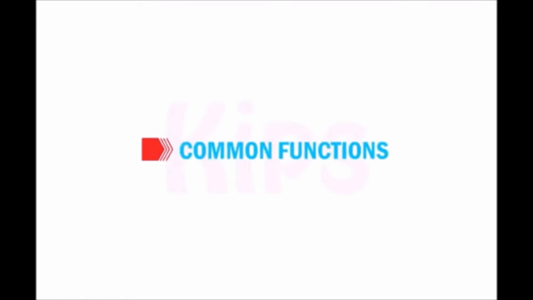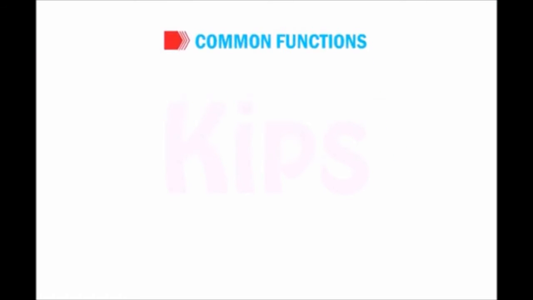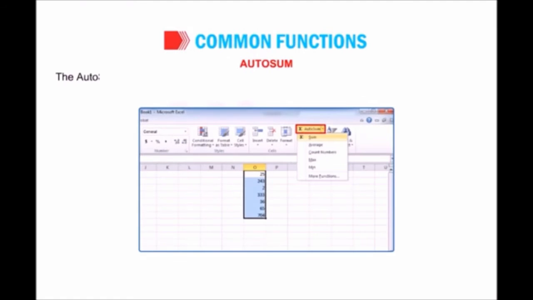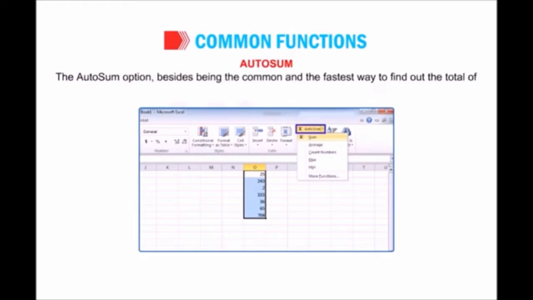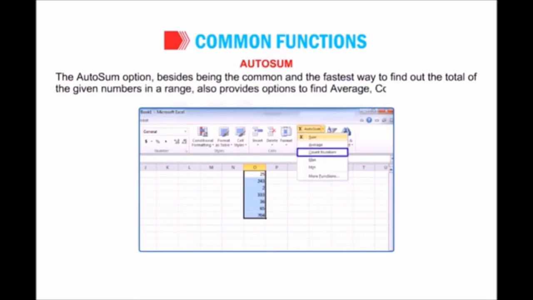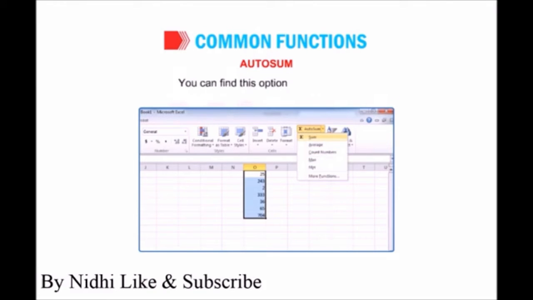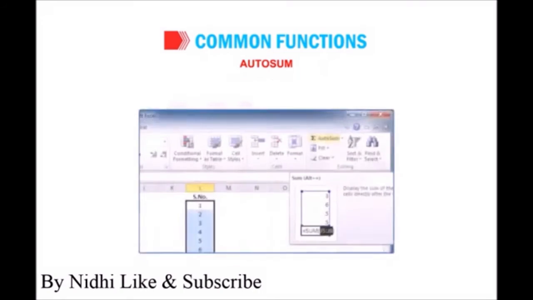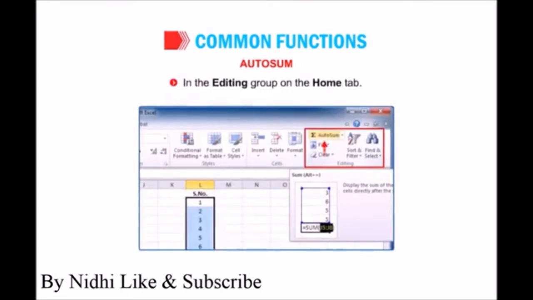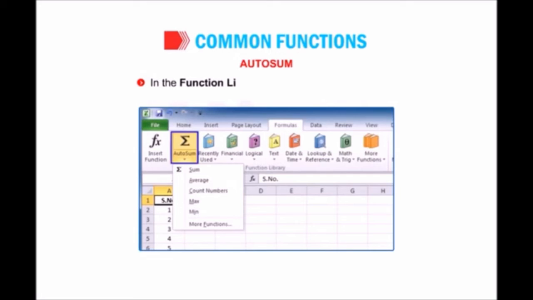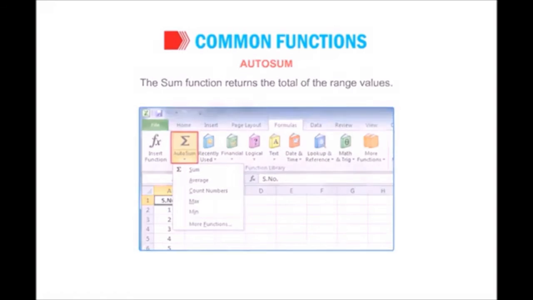Now let us talk about the common functions. AutoSum. The AutoSum option, besides being the common and the fastest way to find the total of the given numbers in a range, also provides options to find average, count, maximum, minimum, etc. You can find this option at two places: in the Editing group on the Home tab, and in the Function Library group on the Formulas tab. The SUM function returns the total of the range values.